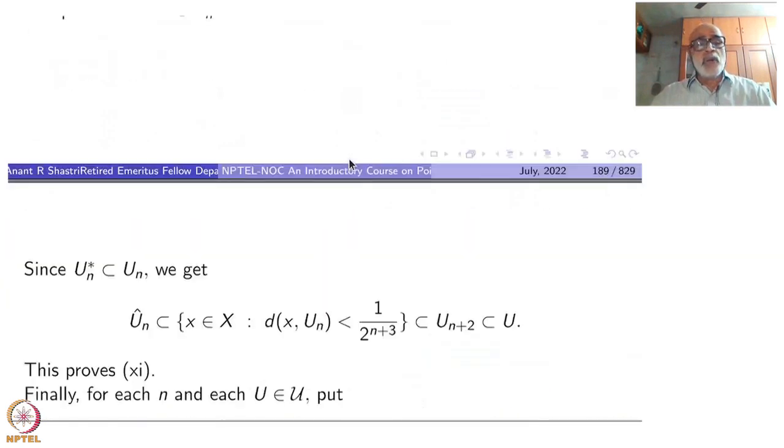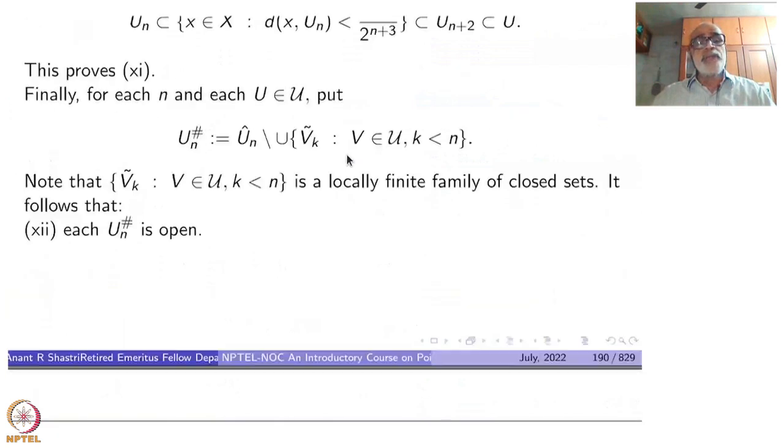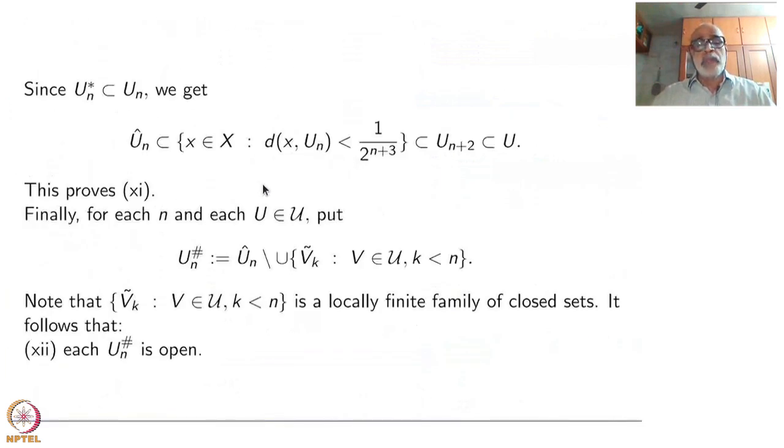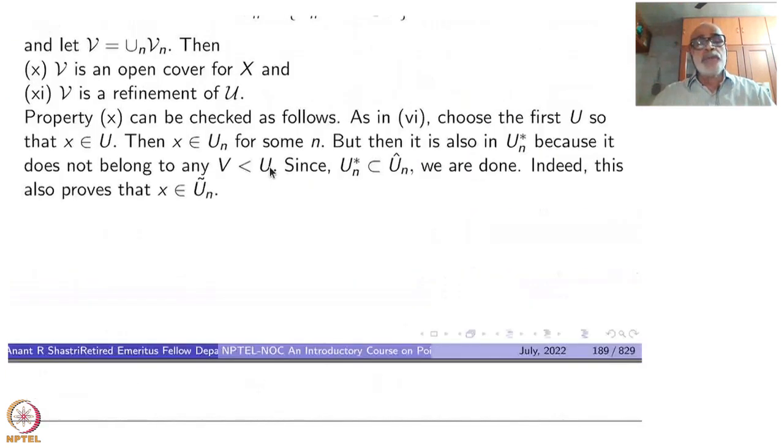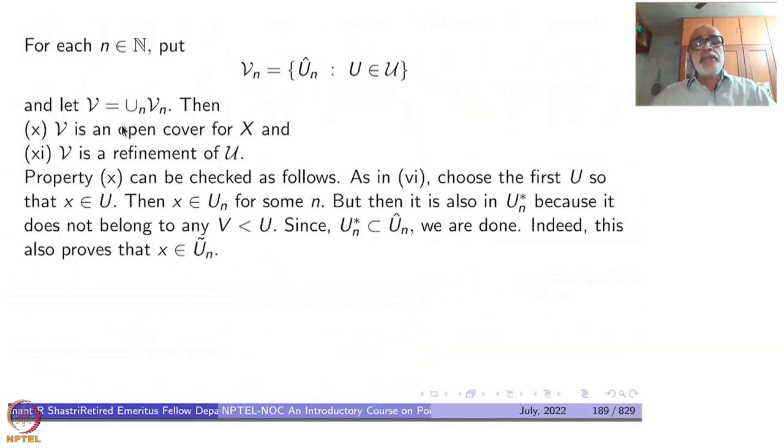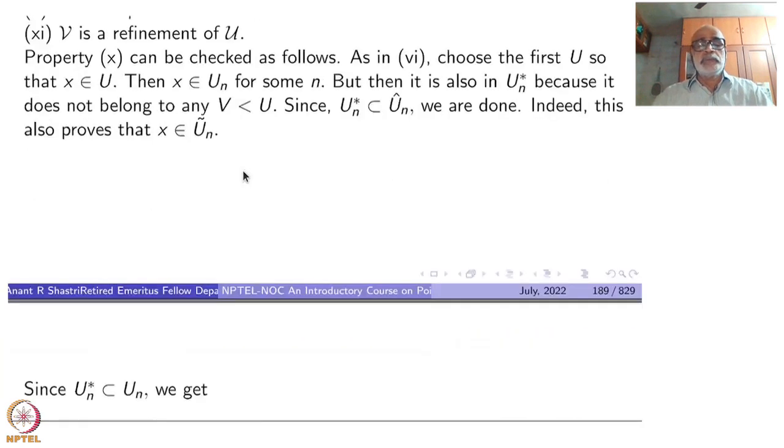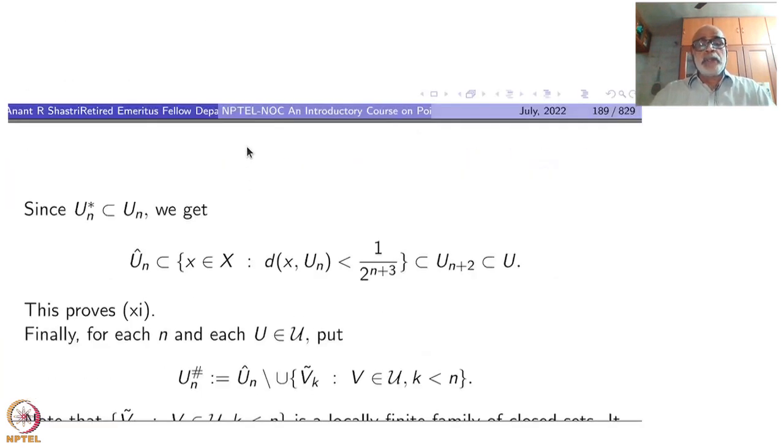All right, so we know that these U_n hats and U_n twiddles, U_n twiddles are closed. V itself is an open cover. Okay, so that much we have done. Okay, and it's a refinement of U, because all these elements are, for each U_n is a subset of the corresponding U, right? So they are inside U. All right.